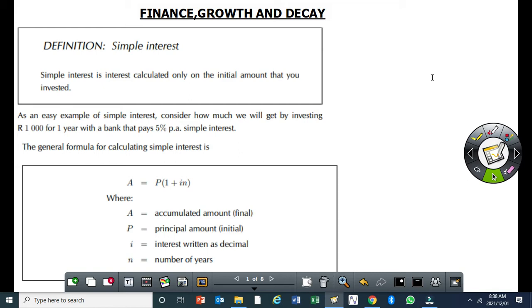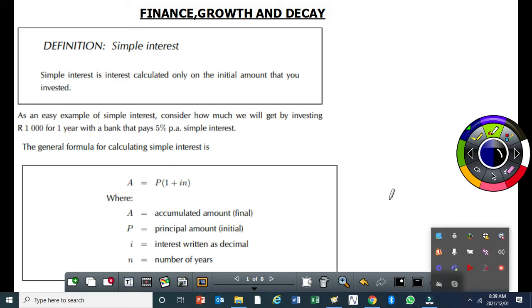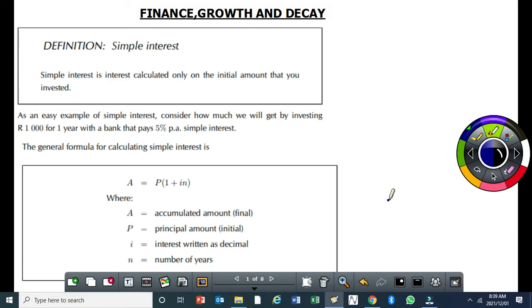All right. Now there are two types of interest. The first one is called simple interest, which is the one that I'm going to talk about first. We also have compound interest. So I'm going to talk about simple interest first. Now, simple interest is just an interest which is charged or calculated on the amount borrowed only or the amount invested only.